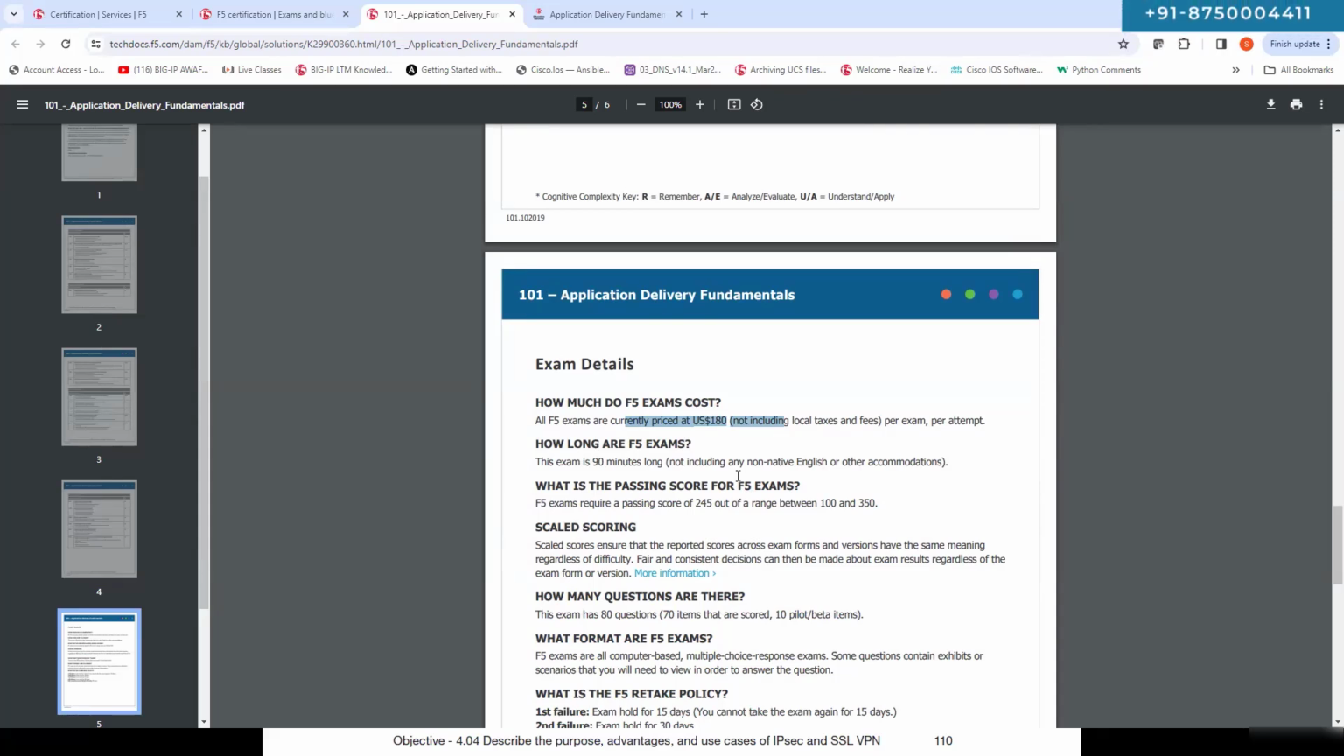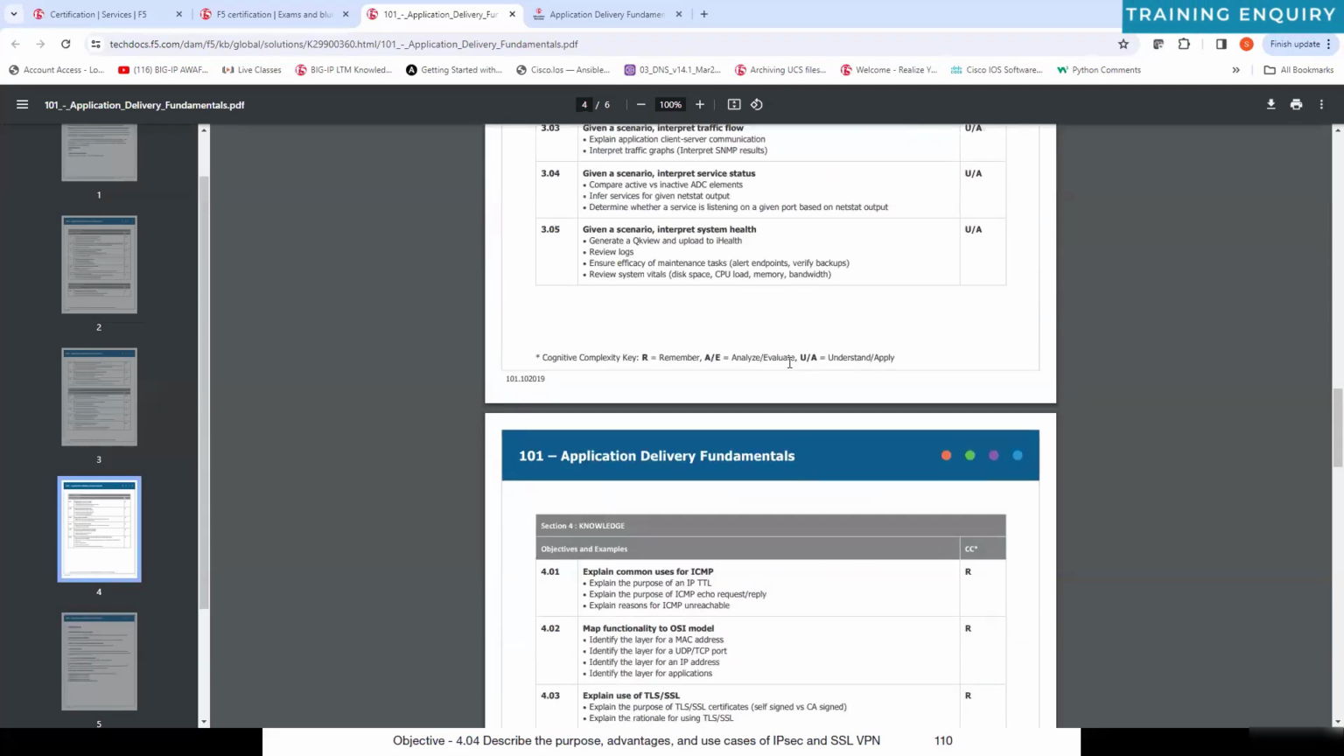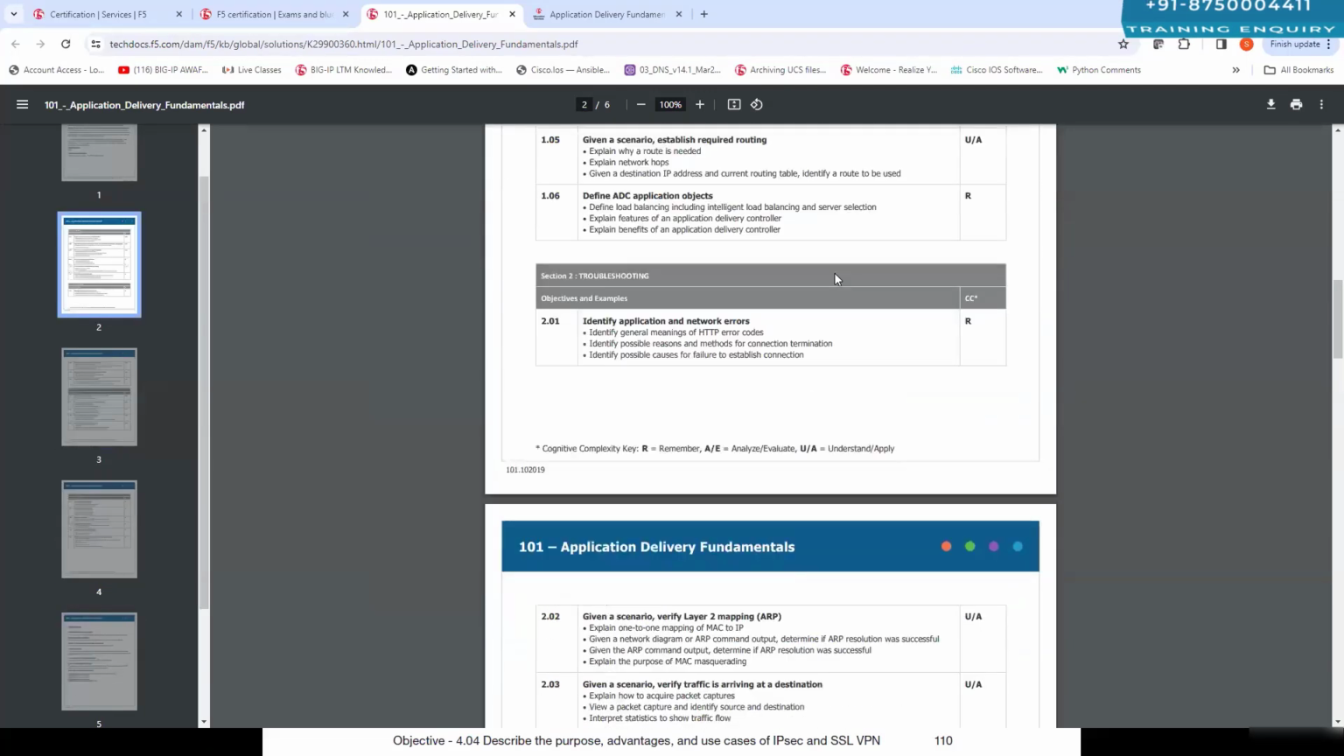Basically, before that, there would be the basics of LTM, in which it covers clone pools and multi-clustering, and other things. You come directly to 101, but before it there would be the basics of local traffic management, which include node availability, gateway pools.